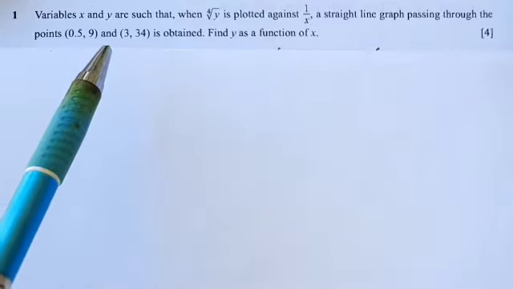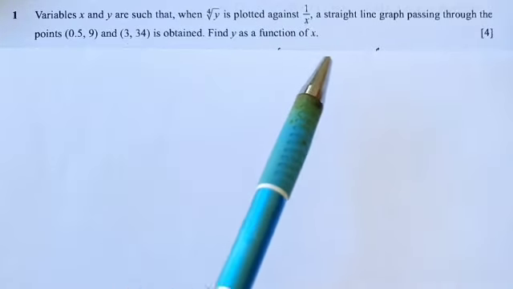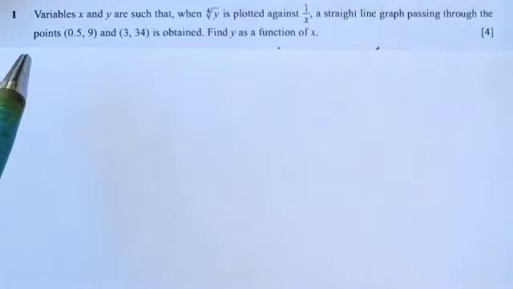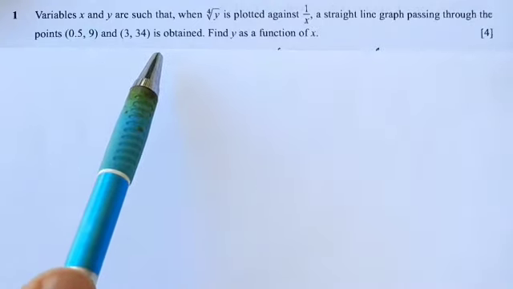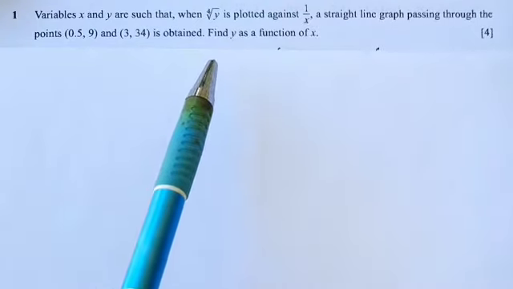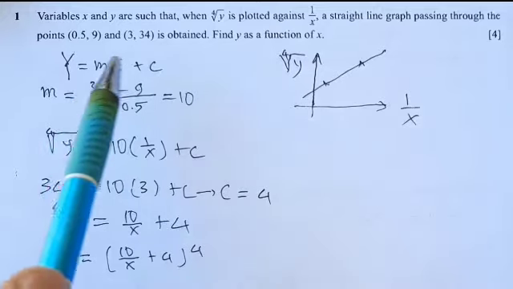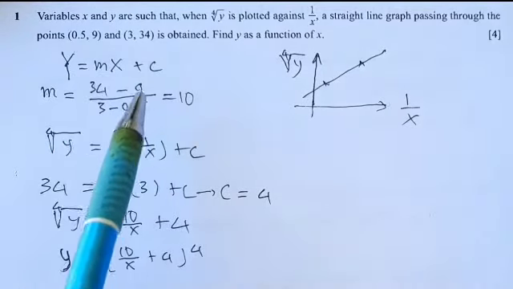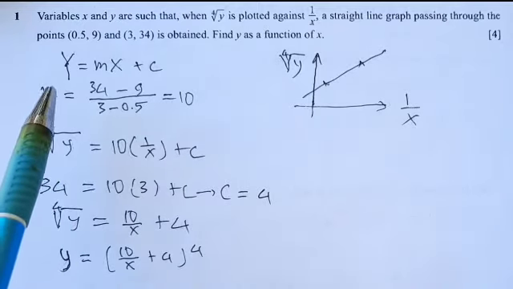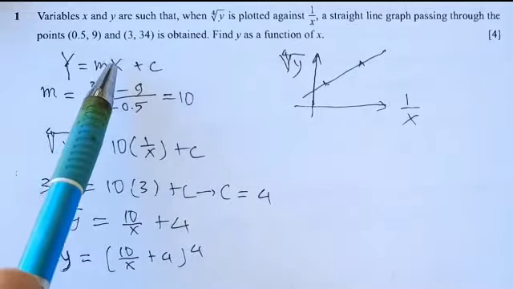Variables x and y are such that when the fourth root of y is plotted against 1 over x, a straight line passing through the points (0.5, 9) and (3, 34) is obtained. Find y as a function of x. We will use the general formula of the linear law: capital Y equals m times capital X plus c. For this question, capital Y will be the fourth root of y, and capital X is 1 over x.